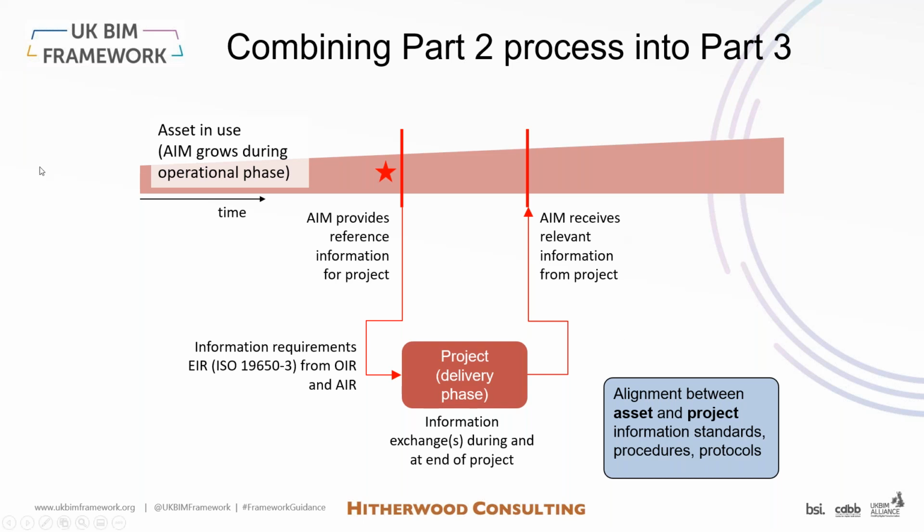So this diagram, this slide, is illustrating that, and the pale red wedge shape at the top of the screen represents the asset in use, with time passing from left to right. The asset information model is perhaps illustrated by the size of that wedge growing as different trigger events happen during the life, and their information is then added into the asset information model. And that goes on during the operational 10, 20, 30, 40, 100 years of life of the asset.